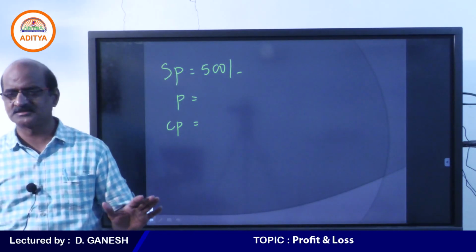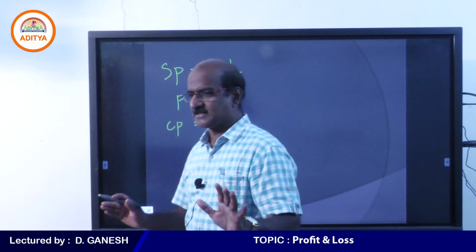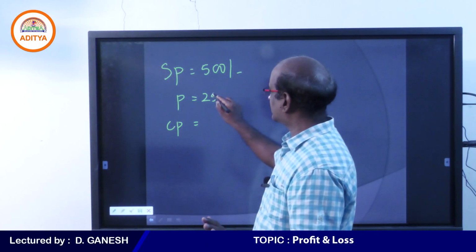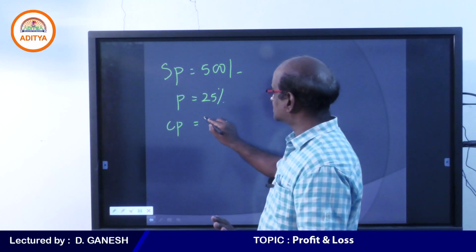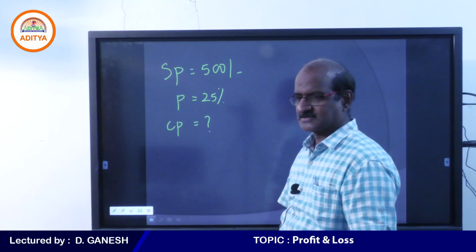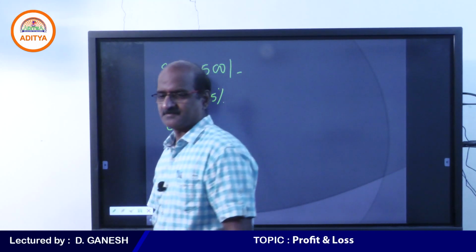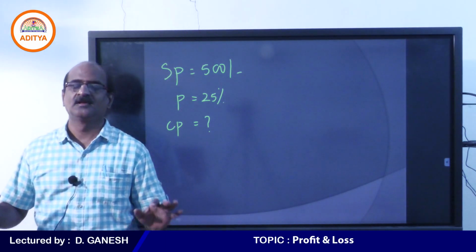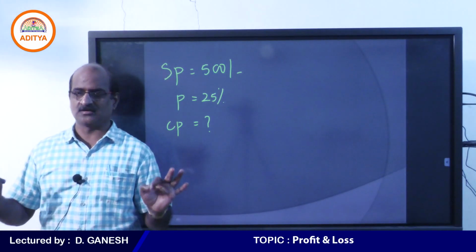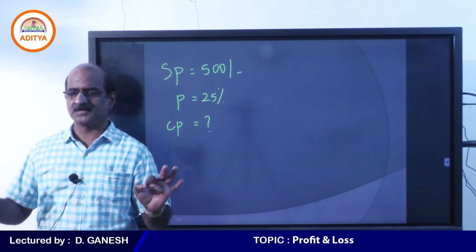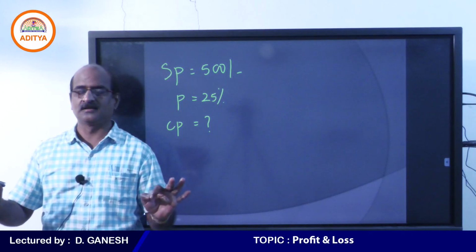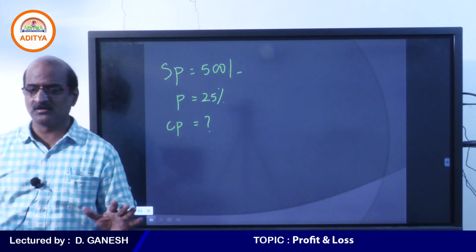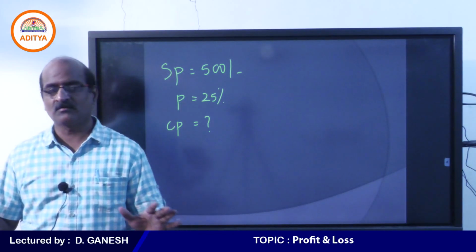Okay. Now here is the question. Students, if I say that by selling an article for 500 he gets a profit of 25%, and I ask you to find the cost price, then how do we do it? Please listen to me. So how do we do this question?